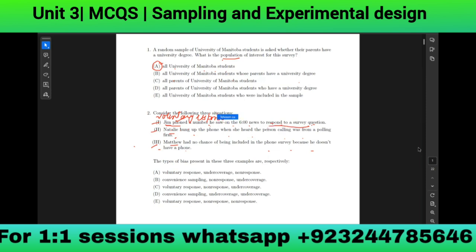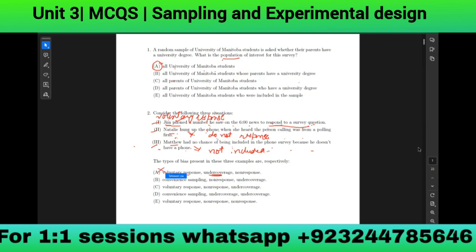In the second situation, Natalie hung up the phone. So it means Natalie does not respond to the survey question. Because she hung up, she does not respond. What about Matthew? Matthew had no chance of being included in the phone survey because he does not have a phone. So Matthew is not included in the survey. So let's check. First one is voluntary response, which is correct. Second one is undercoverage. Undercoverage means that someone is not included in the survey. But the second person is included in the survey, but does not respond. So this is not the correct answer.